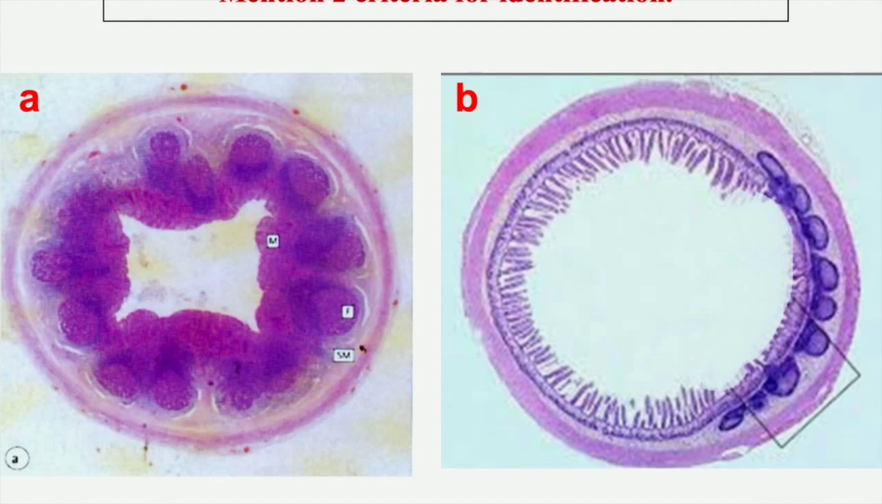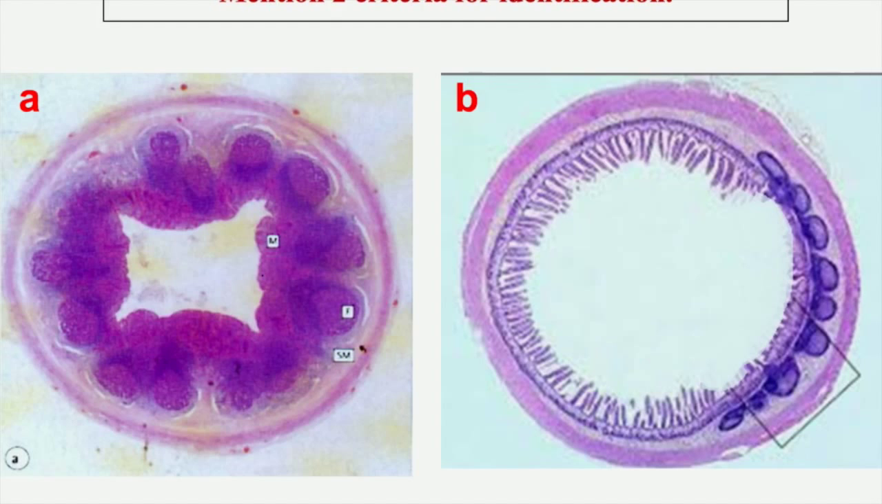Number 5, identify the organs A and B. A, here we have the lymphoid follicles all through the circumference, so it is the appendix. Here you have to mention two criteria: the presence of the lymphatic follicles all through the circumference and the absence of the villi. Here B, it is the small intestine ileum.